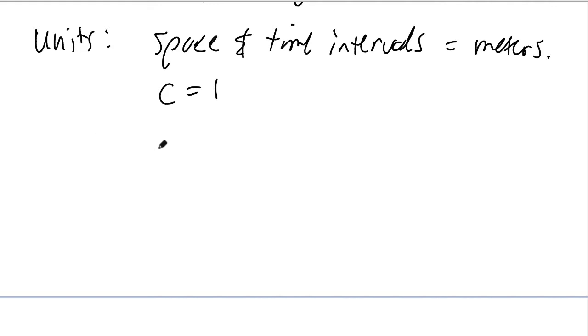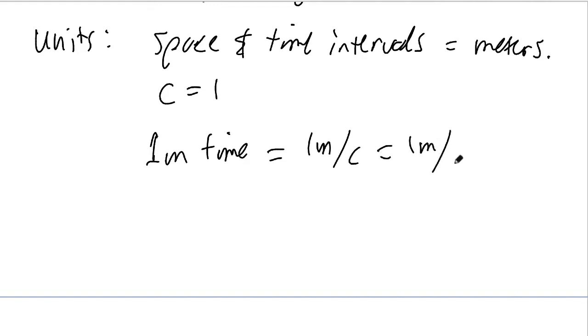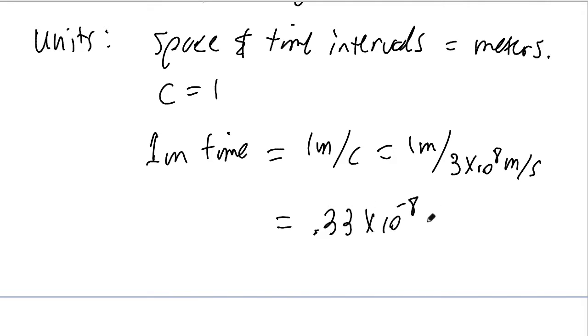And in more traditional units, 1 meter of time would be 1 meter divided by c, which is 1 meter divided by 3 times 10 to the 8th meters per second, which is 0.33 times 10 to the minus 8 seconds. So that's, what, 3 nanoseconds.